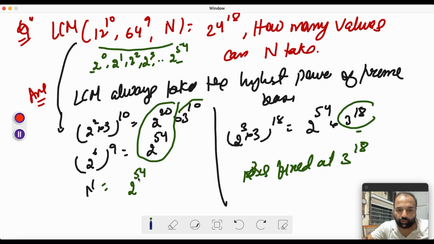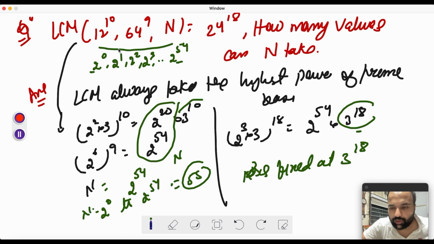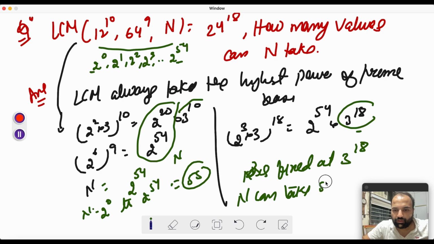And the power of 2 in n would range from 2 to the power 0 to 2 to the power 54, making a total of 55. So n can take 55 values. What it means is, any value n takes between 2 to the power 0 and 2 to the power 54, this equation would not change. The LCM would remain the same. That's why n can take 55 values. We'll do another question.